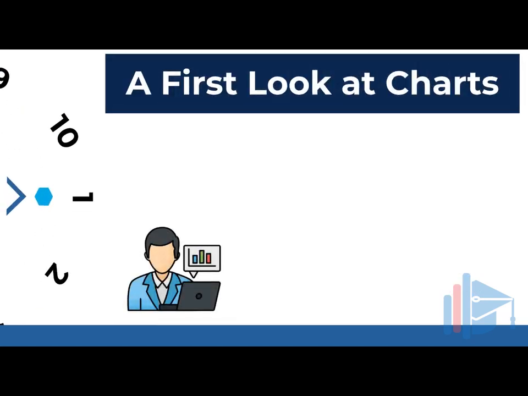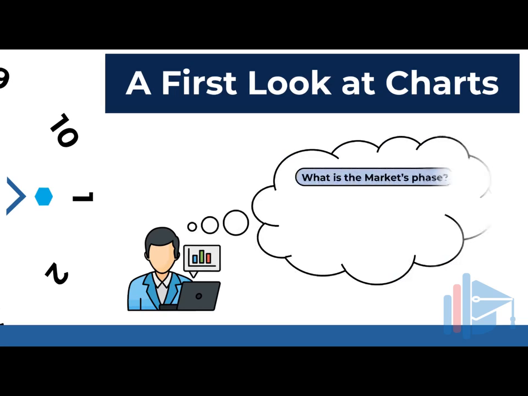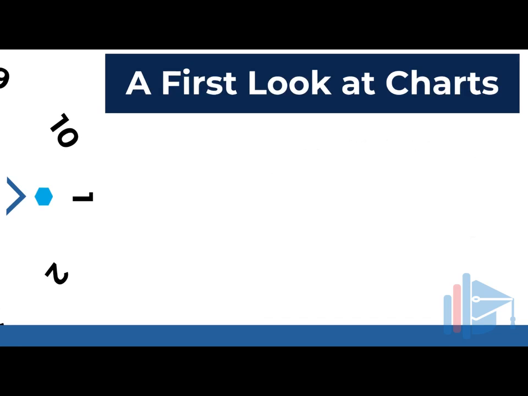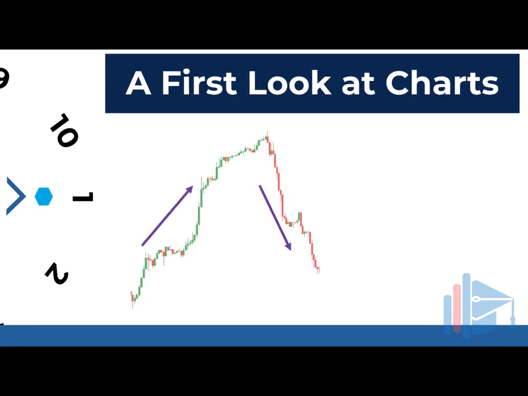When technical analysts examine charts, the first question they often ask is, what is the market's phase? Is there a clear, definitive direction in prices either up or down, or do the charts suggest prices are moving sideways without a clear trend? Financial markets can generally be in one of two states: trending, where prices are heading upward or downward, or ranging, where there is no clear direction, and prices appear bound within certain levels.